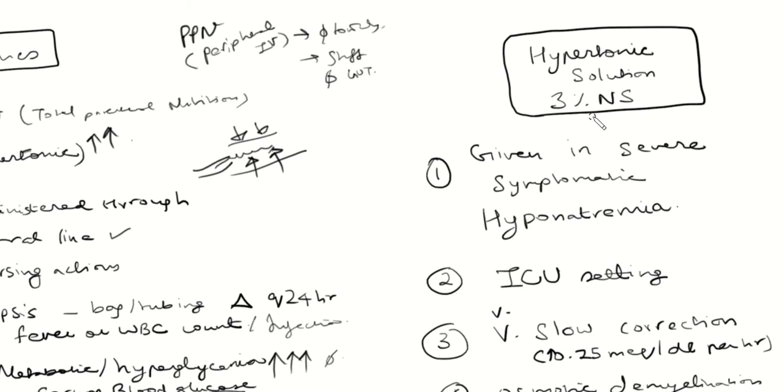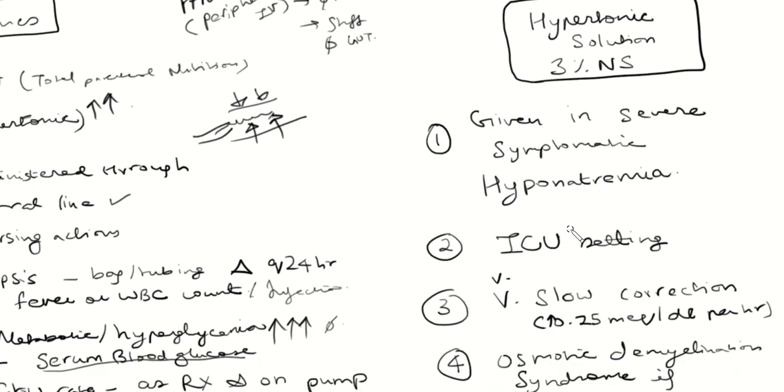Okay. Last but not the least, remember the exception, the fifth exception, which is hypertonic solution, which is 3% normal saline, 3% NS, which is given in severe symptomatic hyponatremia. This is what I call an exception to the rule. It's a very slow infusion given in an ICU setting. What is this hypertonic solution going to do? Oh man, it's going to increase the osmolarity of ECF. What is that going to do? Oh man, it's going to pull all this fluid out of the cell.